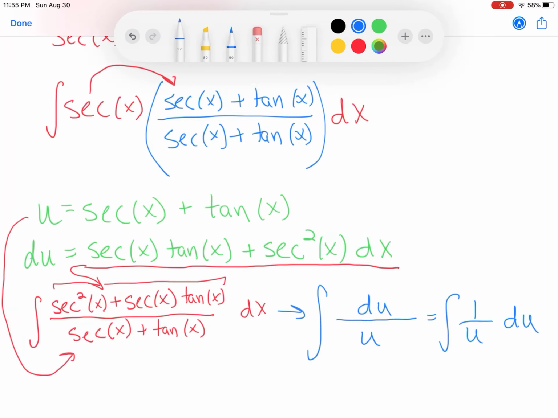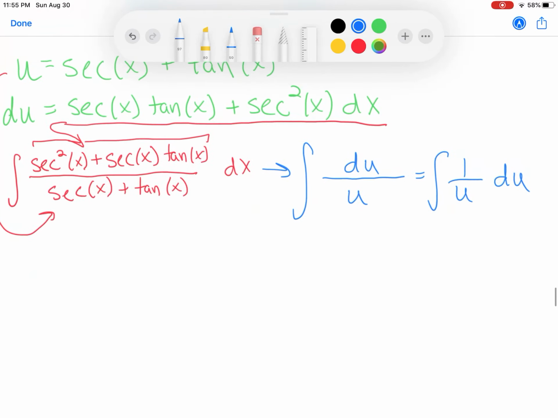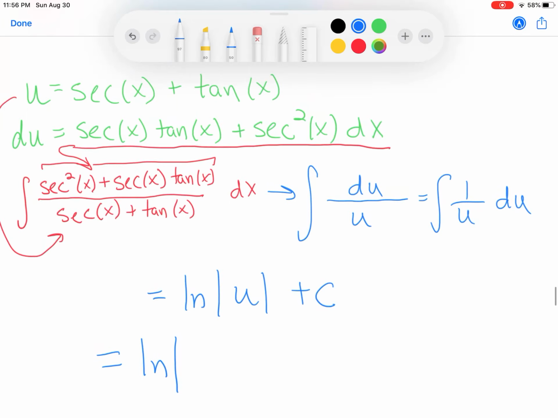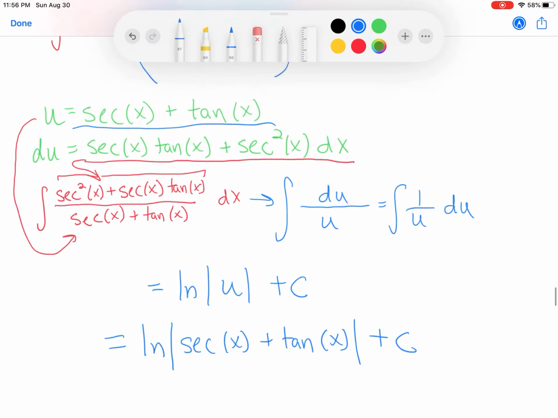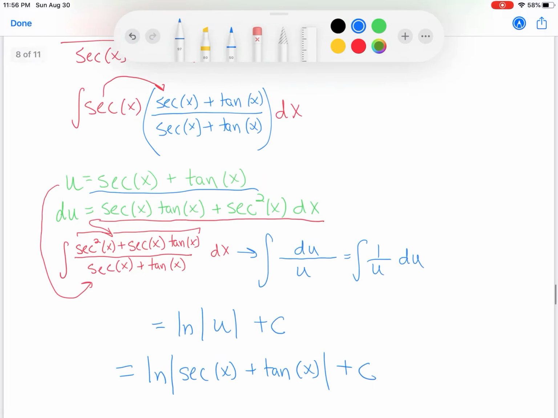So du divided by u. What's another way of looking at that? It's 1 over u times du, right? What's the antiderivative of 1 over u? It's always ln of the absolute value of u plus c. What is u? Because remember, we started with x, we have to end with x. So if we replace what u is, this right here, I just underlined it in blue, u is secant x plus tangent x. Close my absolute value, add my c.